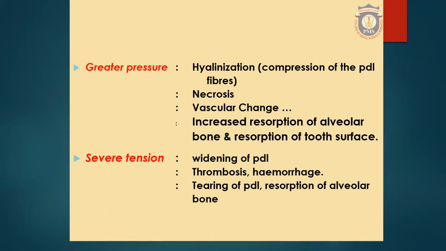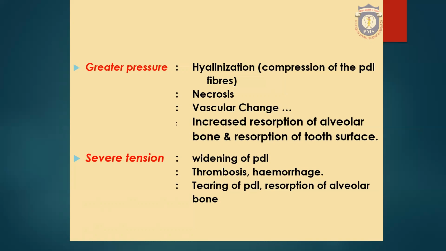Whereas if there is a greater pressure and greater tension, severe tension, certain other changes will be seen on the areas of pressure and areas of tension. If there is a greater pressure, there will be hyalinization or compression of the periodontal ligament fibers. There will be necrosis, vascular changes, and increased resorption of the alveolar bone or resorption of the tooth surface. Root resorption can occur. So these changes will be seen on the areas of pressure.